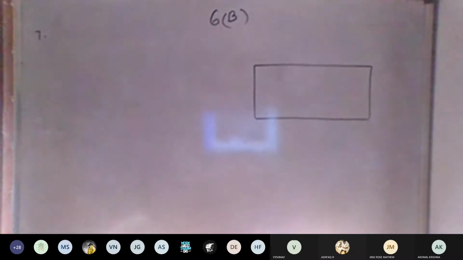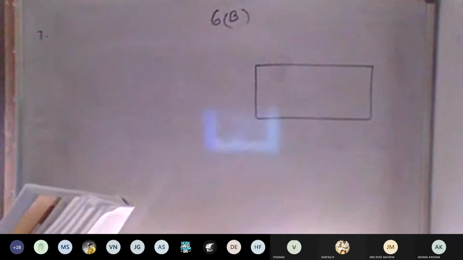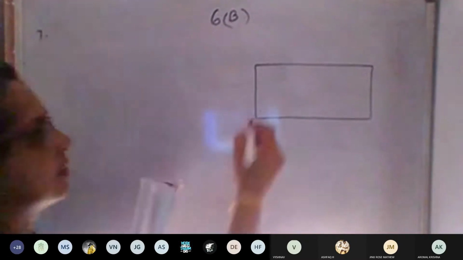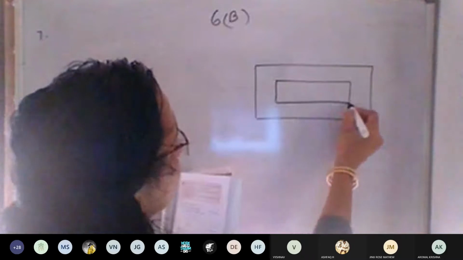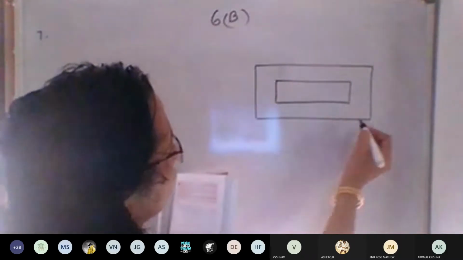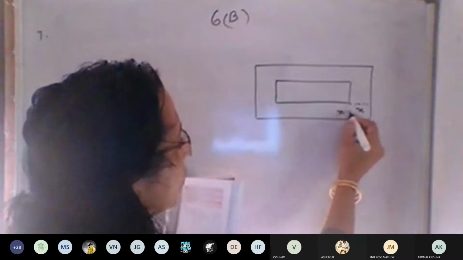Draw a rectangle. A footpath of uniform width runs round the inside of a rectangular field 32 meter long and 24 meter wide. Inside the box, we have to draw another rectangle. Then what is given? x is the width of the path. That means here x, and this also x.